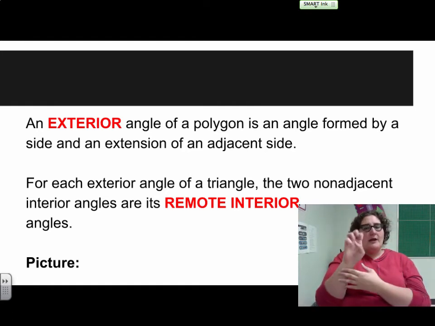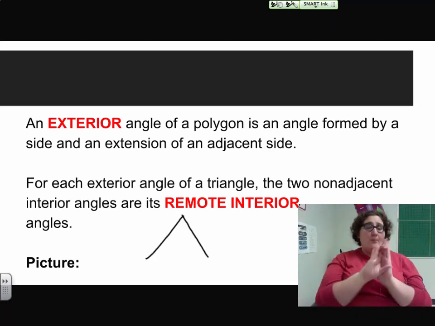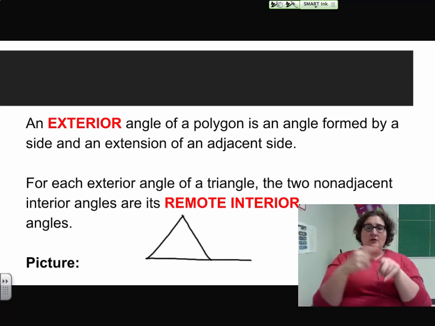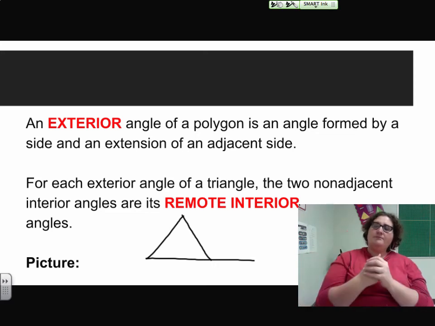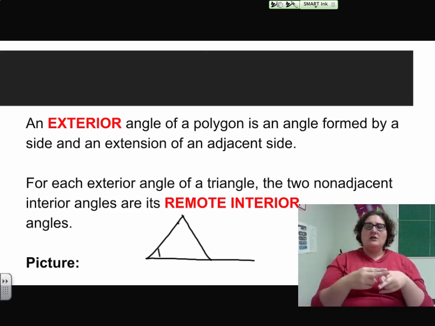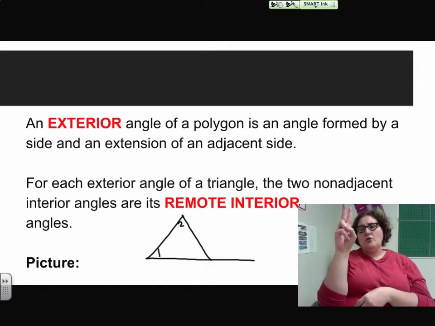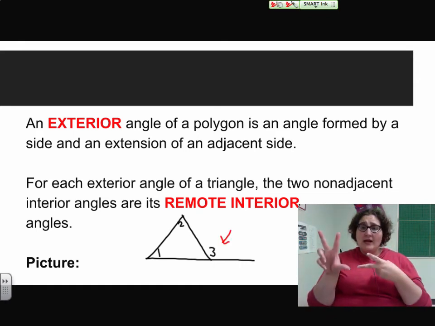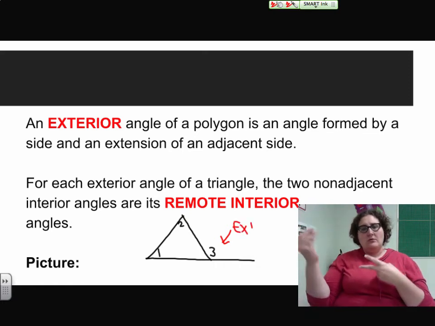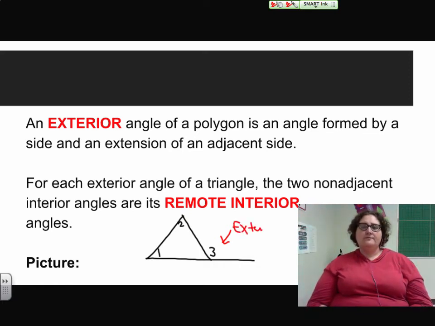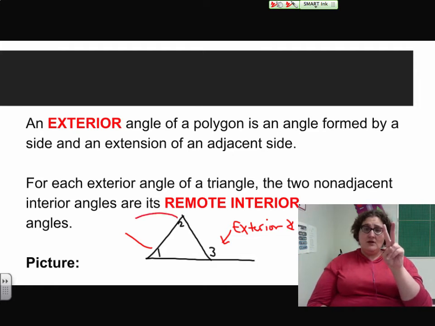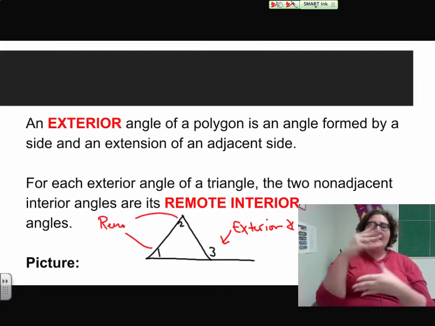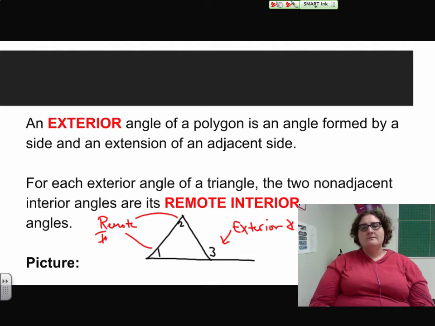So if I'm drawing a picture of this, I'm going to have my triangle and I'm going to extend one of the line segments out, and I can call this angle 1, 2, and I'm going to call this 3. Angle 3 is our exterior angle. 1 and 2 are our remote interior angles.